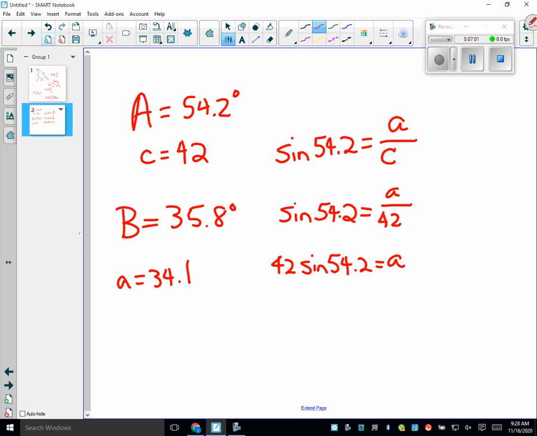Now what am I missing? Side B. Okay. Well, angle C I don't have to find because I know it's a right angle. If you can find it without using any of the answers that you got, you're better off. Because what if you missed an answer? Or what if you rounded and your rounding messed you up? So how could I find B? Could I say the cosine of 54.2 is equal to B over 42?